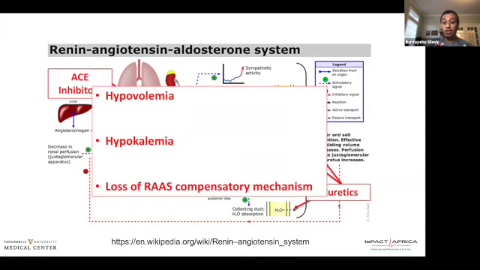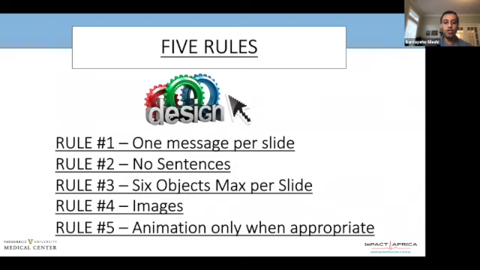So here's a good example of the good use of animation that helps an audience focus on the areas that you want to highlight on the image you have or something that you are speaking about. Okay, so in summary, 5 rules of design: 1 message per slide, no sentences, 6 objects max per slide, images, and animation only when appropriate.